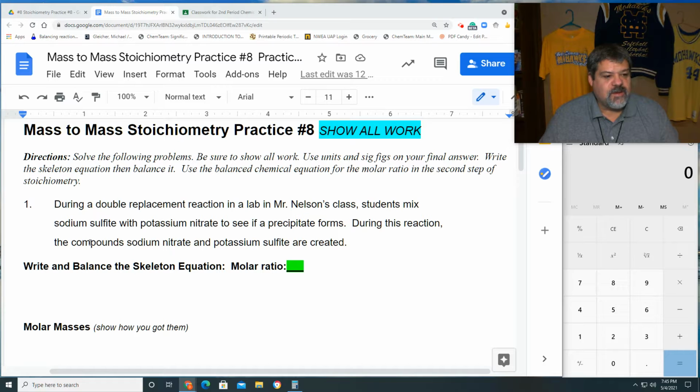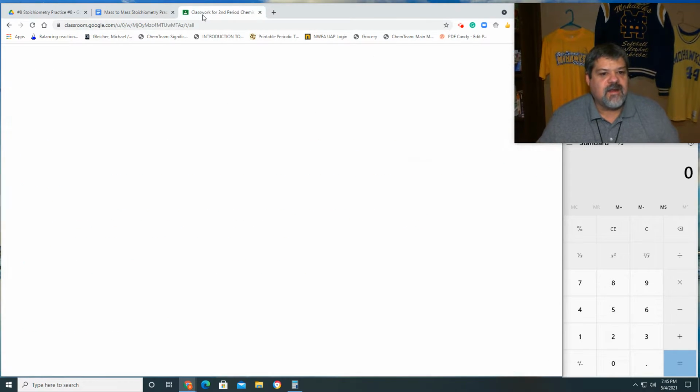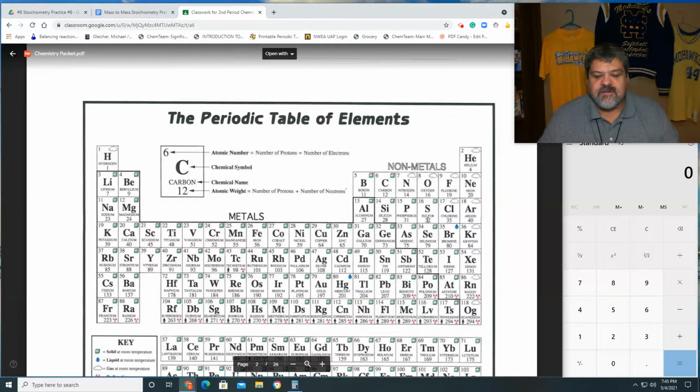So we're just going to go ahead and look at it again, and we have sodium sulfite with potassium nitrate. So those are our first two. We're going to write down sodium sulfite. Now sodium is going to be a +1, and sulfite is a -2. Now let's go ahead and look at that. So here we go, sodium is right here. It's a +1. This is the +1 column.